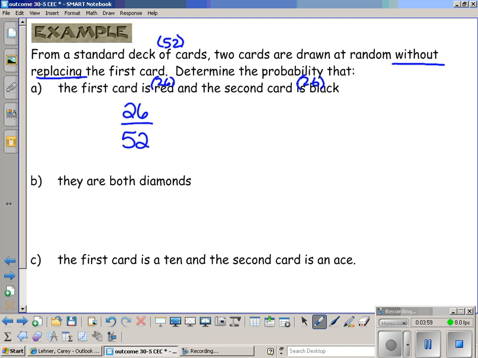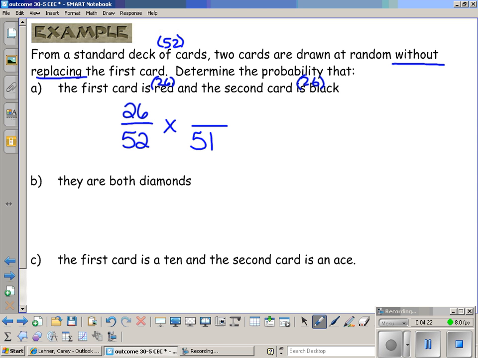Now remember, we're pulling out a card. We're not putting it back in the deck. So now, how many cards are left to choose from for the second draw? There's only 51 left. Now, was the black dependent upon the red? Can a black be a red card? And the answer is no.